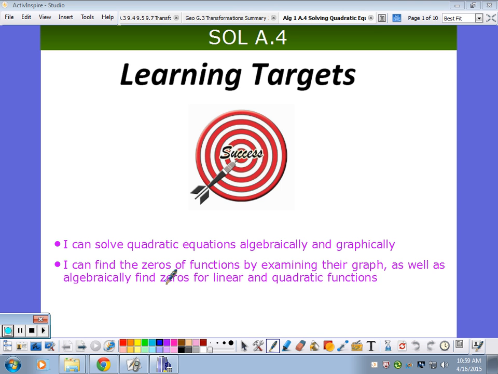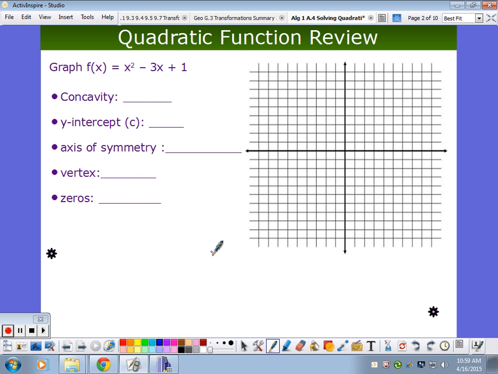So we looked at solving quadratic equations. Algebraically, we learned to factor them. Graphically, you just put them in the graph and you look for the zeros, right? There's other ways though, okay? So let's do this quick review once again, because this is what we did last time and we just reviewed it.